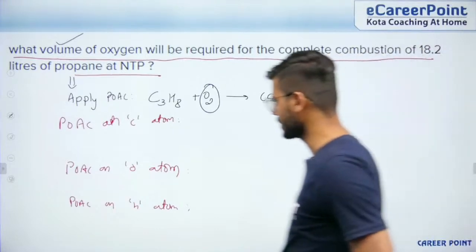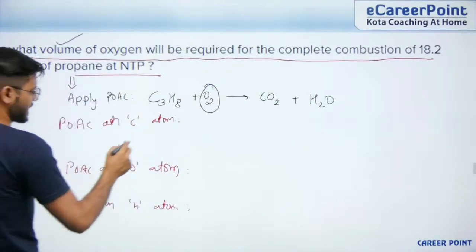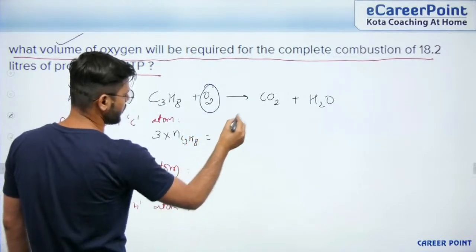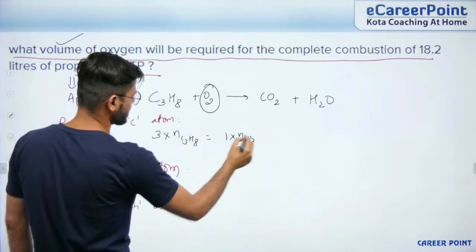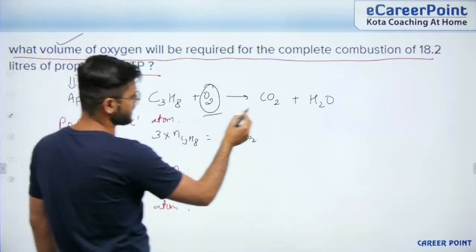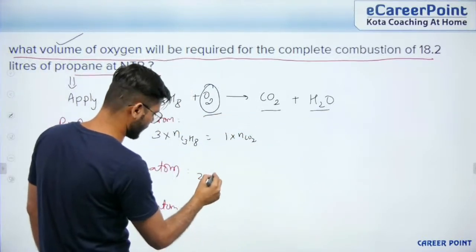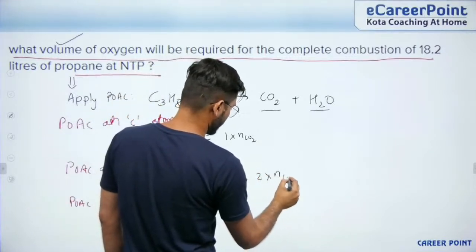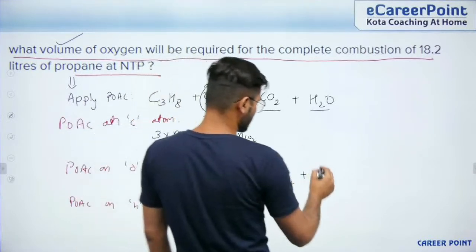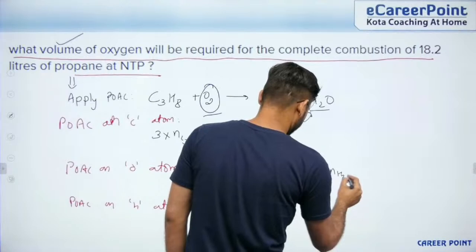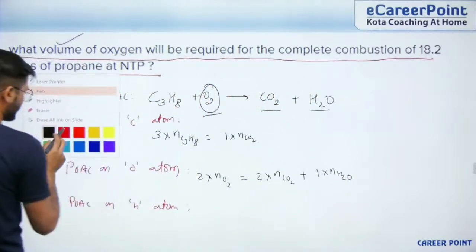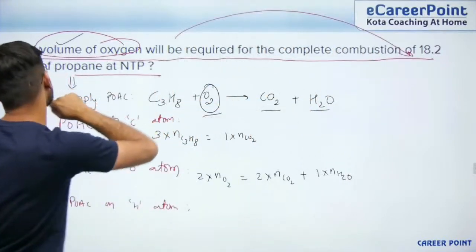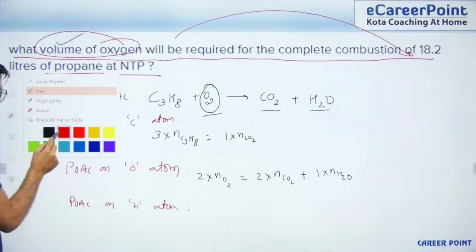Okay, so let me write for the carbon atom. If you have written, just match your answer. 3 into number of moles of propane equal to 1 into number of moles of carbon dioxide. For the oxygen atom, oxygen is here, here, here. So 2 into number of moles of oxygen atom equal to 2 into number of moles of carbon dioxide plus 1 into number of moles of water. Now we need to find the relationship between the volume of oxygen and the data given for propane.